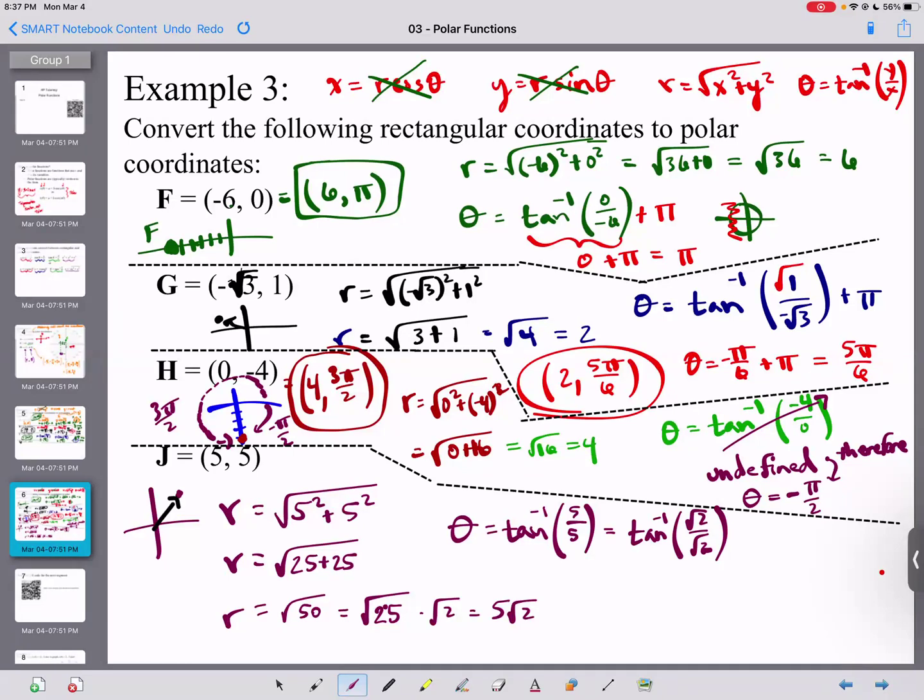So I bend my middle finger. What is your middle finger? The pi over 4. That's right. It's pi over 4. And since we're in the first quadrant, do I need to alter pi over 4, or is it good as it is? It's good. That's right. And so that would be the answer. 5 square roots of 2, comma, pi over 4.